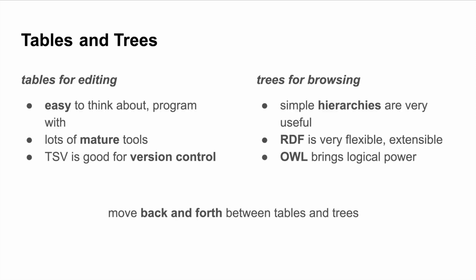towards those things. I think of these tools in terms of tables and trees. We try and use tables for editing because they're easy to think about and program with. There's lots of mature tools. Tab separated values tables are very good for version control, and on the other hand we have trees with simple hierarchies that are very useful for searching and browsing, RDF, which is very extensible, OWL bringing logical power, and so I want to make it easy to move back and forth between tables and trees.